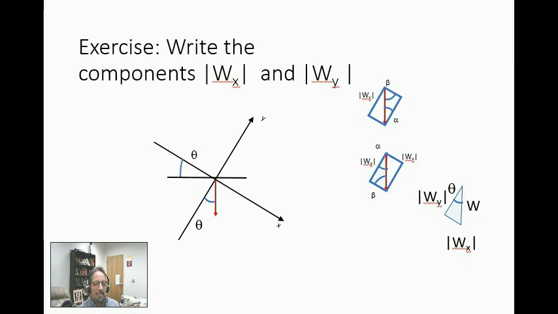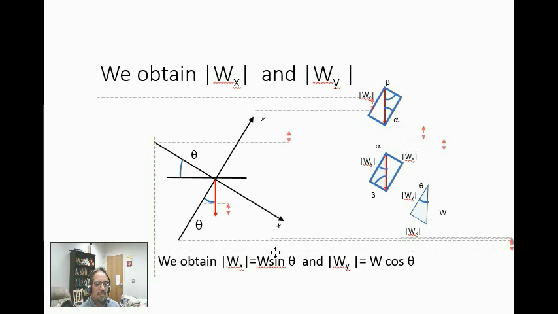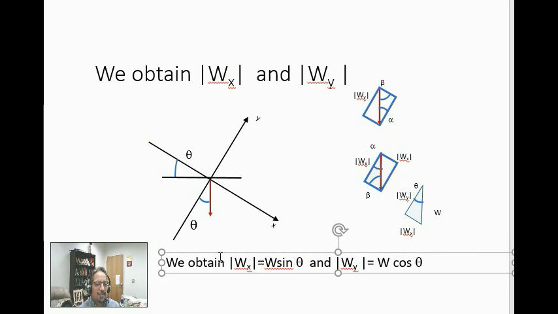So your next exercise is to look really hard at this triangle and tell me the relation between wy, wx, and w and theta. So write what is the magnitude of wx, and the magnitude of wy, both of them in terms of w. Let me move myself because you cannot see this. Okay, this is the result.